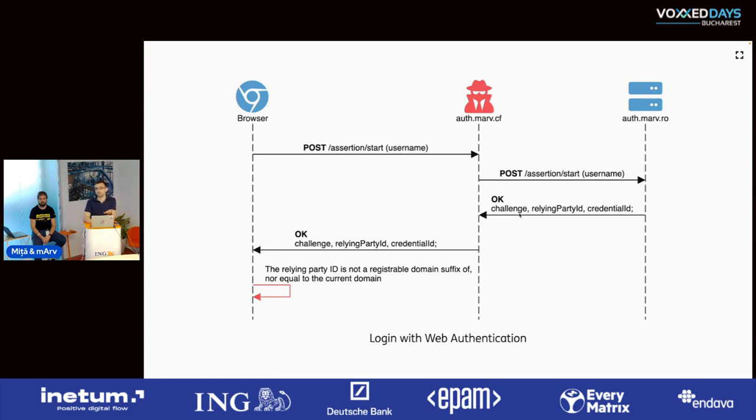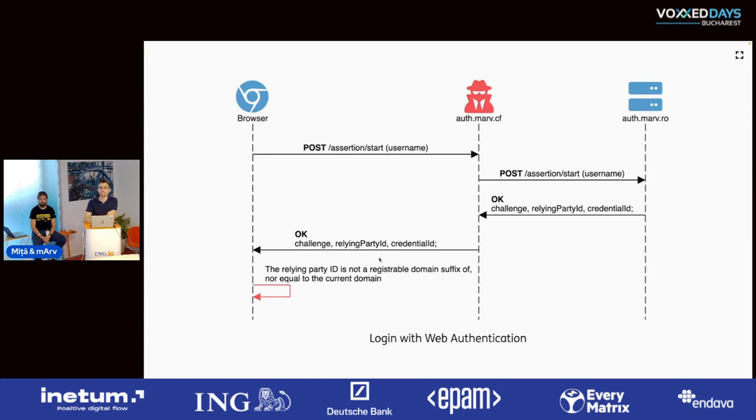And the evil machine now has two options: either keep the challenge and keep the metadata, everything unchanged. And in this situation, the browser will see that, hey, this user connected to this domain is trying to authenticate on the other domain. So the browser will stop the authentication process with an error message: the relying party ID is not a registrable domain suffix of, or not equal to the current domain, basically stopping the authentication attempt.